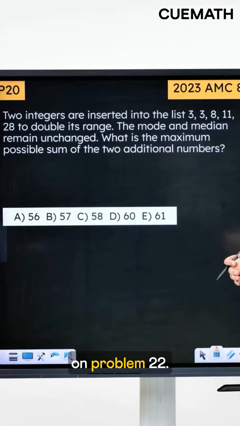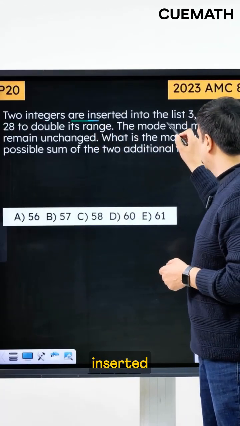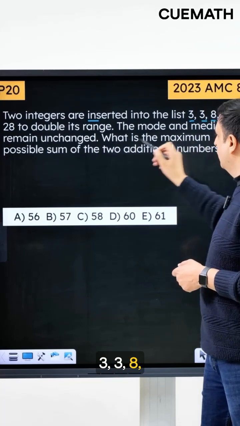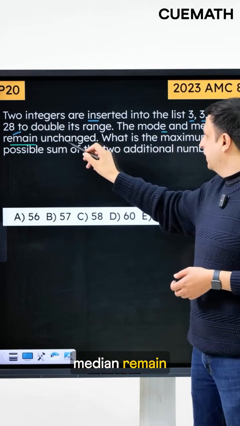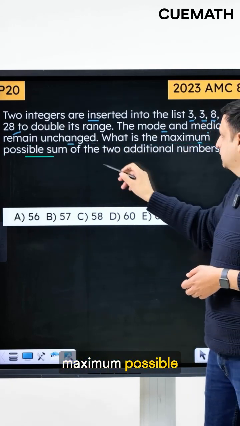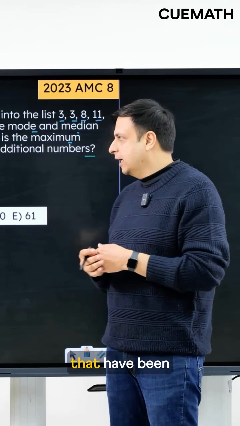Now we are on problem 20. Two integers are inserted into the list 3, 3, 8, 11, 28 to double its range. The mode and median remain unchanged. What is the maximum possible sum of the two additional numbers that have been inserted?